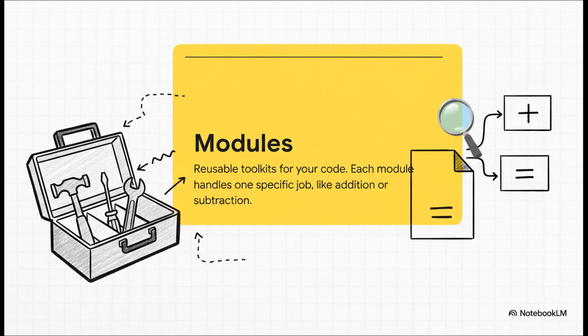The best way to think about modules is like a really well-organized toolbox. I mean, you wouldn't just dump all your hammers, screwdrivers, and wrenches into one big pile, would you? Of course not. You have a spot for each tool. It's the exact same idea with code. We'll have one file just for addition, another for subtraction, and so on. It makes everything clean, reusable, and way easier to manage later on.